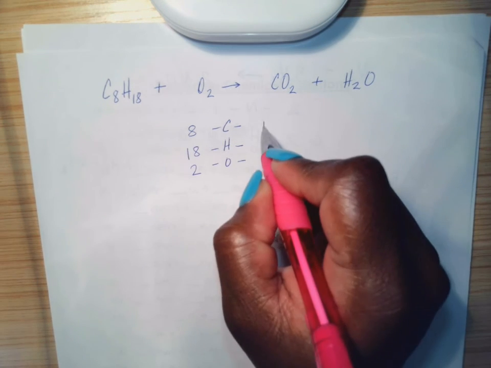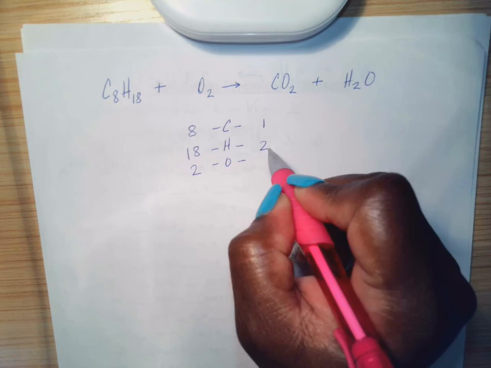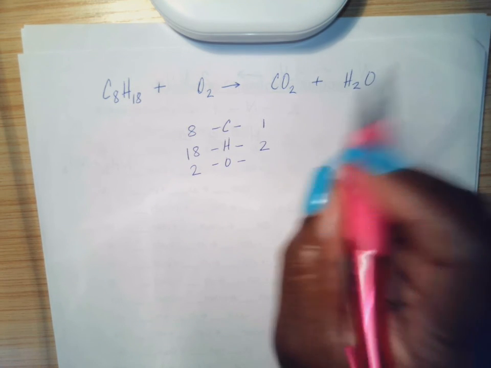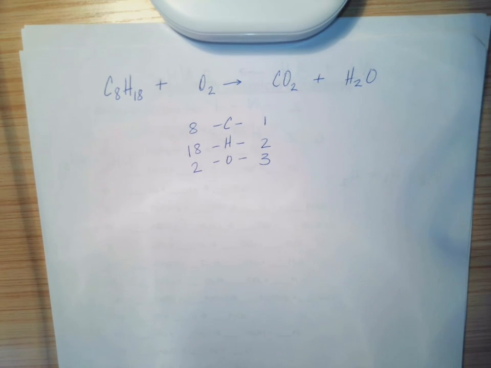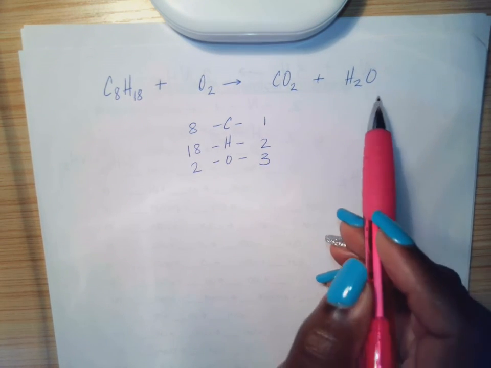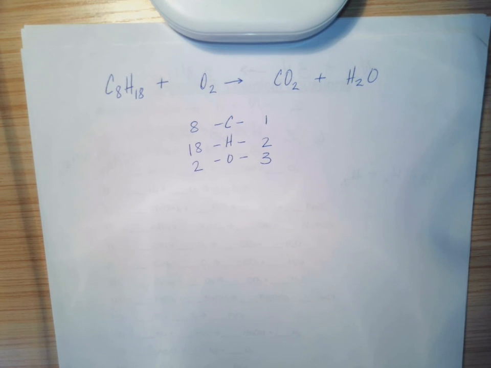So I have 1 carbon, I have 2 hydrogen, but I have a total of 3 oxygen. 2 from the carbon dioxide, 1 from the water. So right now, nothing is balanced. So again, you can add coefficients. I have more carbon on my reactant side, more hydrogen on my reactant side, but I have more oxygen on my product side. However, if you look at this reaction, oxygen appears in 3 out of the 4 compounds.